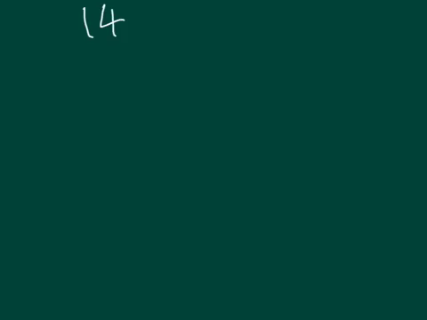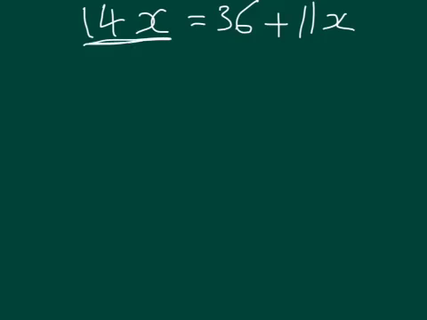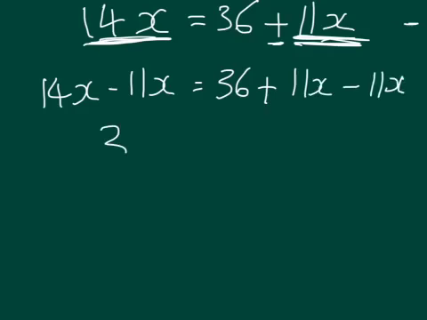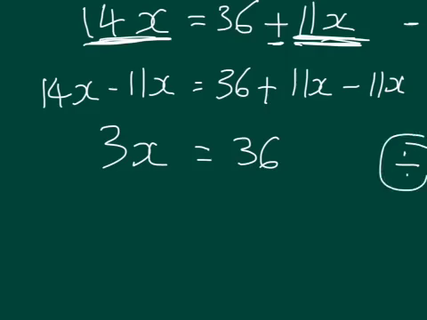So our first practice equation was 14x equals 36 plus 11x. Our goal is to end up with 1x. So we have 14x over here, we've got 11x here. So we're going to subtract 11x. Subtraction is the opposite of addition, so that's why we're going to choose to do that. So 14x take away 11x equals 36 plus 11x, take away 11x. That gives 3x equals 36. Now I divide both sides by 3, and I get x is equal to 12.